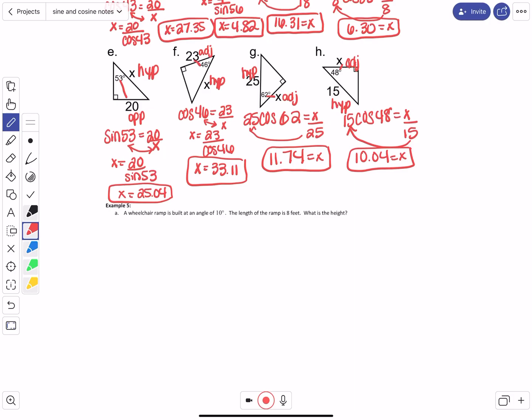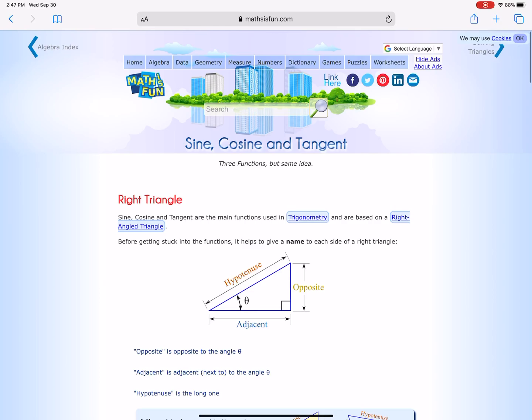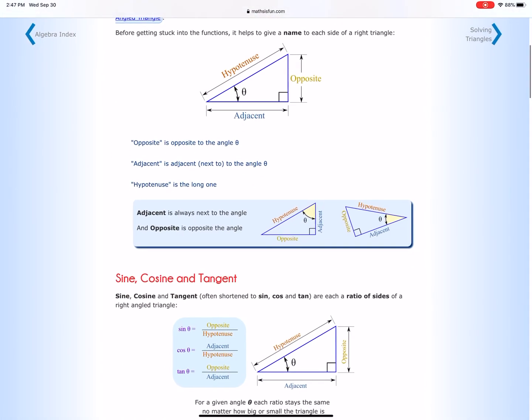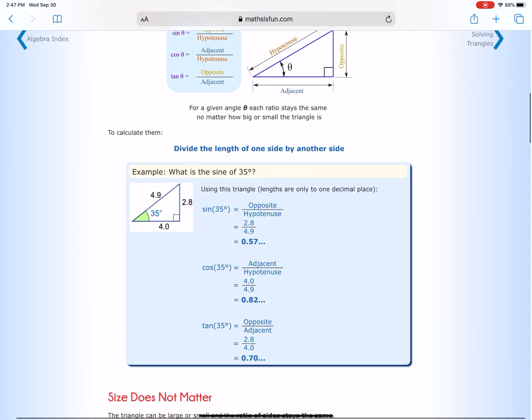Okay, now, if you are having trouble picking out whether to use sine or cosine, I've got a link down below here that you can click on. You can go to this website here. It gives you a picture of the hypotenuse, your longest side, and in relation to it, you can see theta here, and it gives you opposite and adjacent. If you scroll down, it explains some stuff you can read.